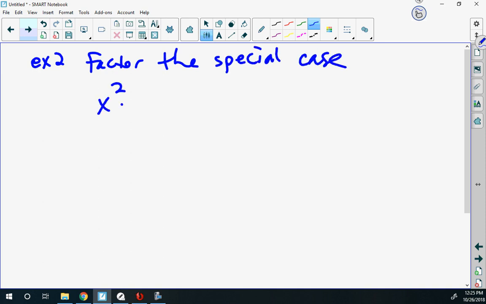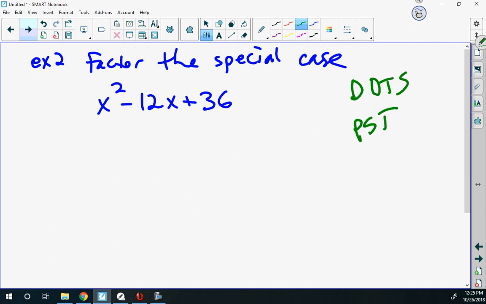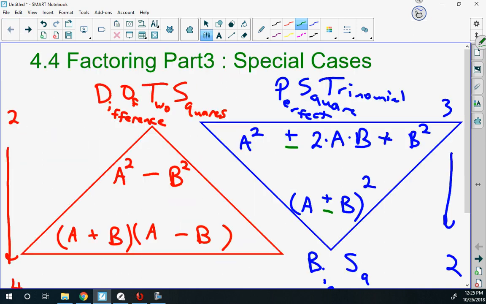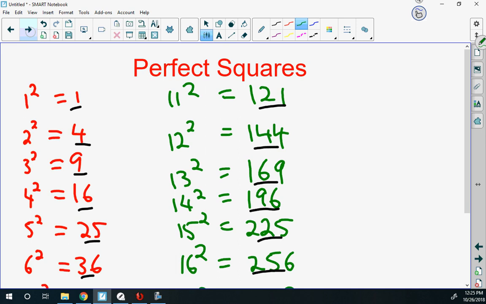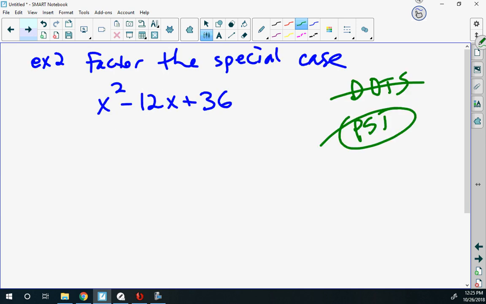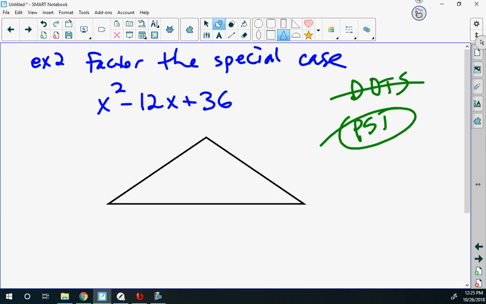x squared minus 12x plus 36. So we have to ask ourselves, they're telling us it's a special case, so we just have to figure out which one it is. Is this a difference of two squares, or is this a perfect square trinomial? I'm hearing perfect square trinomial. Yeah, it's a perfect square trinomial. So if we look at the perfect square trinomial, that's that other triangle. So we start with 3, end up with 2. So this is going to be that upside down triangle thing.